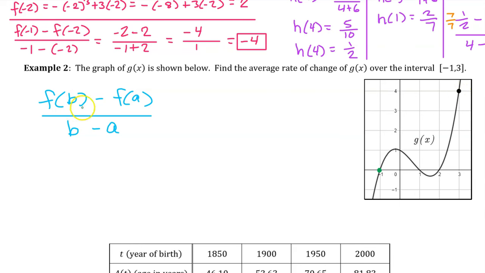We could use the average rate of change formula, or we could simply recognize that the average rate of change is just the slope between these endpoints. So it's just going to be rise over run. So this is up 1, 2, 3, 4, and over 1, 2, 3, 4. So it's going to be 1.